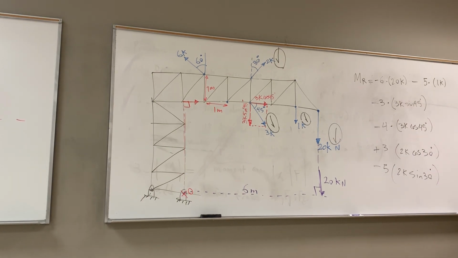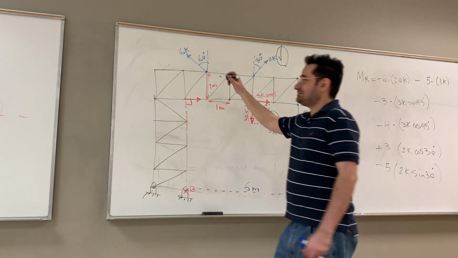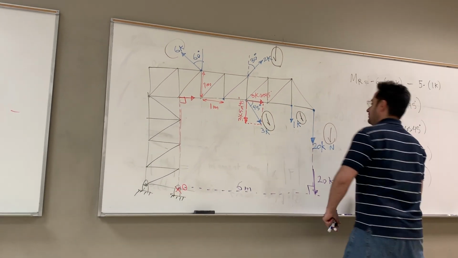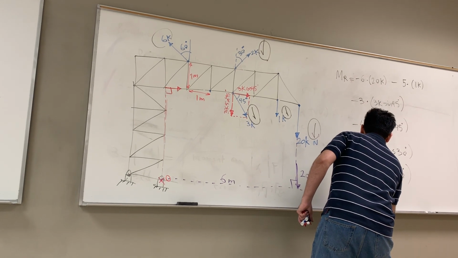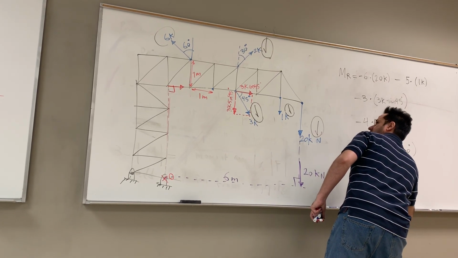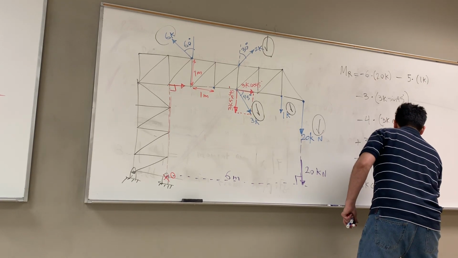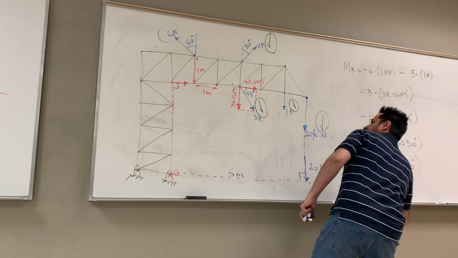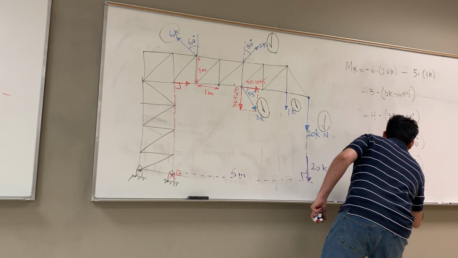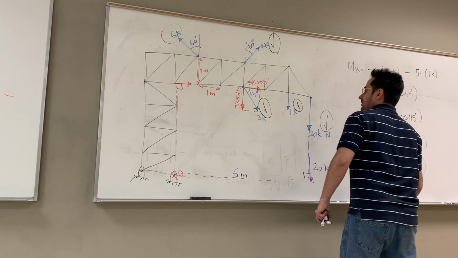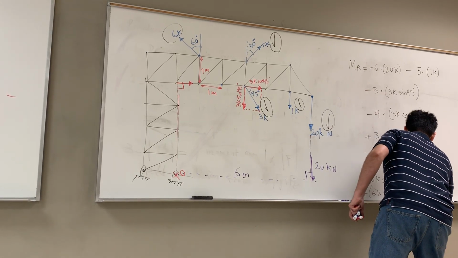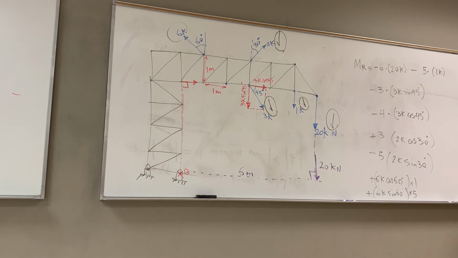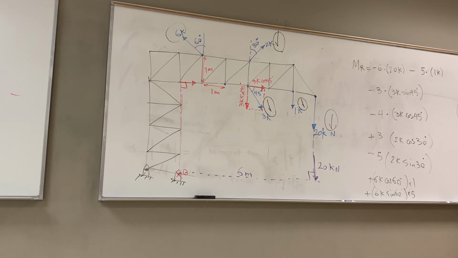You see? Now the last one, this guy. I'm going to just write it here. So it's going to be plus 6k cosine 60 times 1, right? Plus 6k sine 60 times 5. That's all. I just put it in a calculator and then I get my decimal right here.